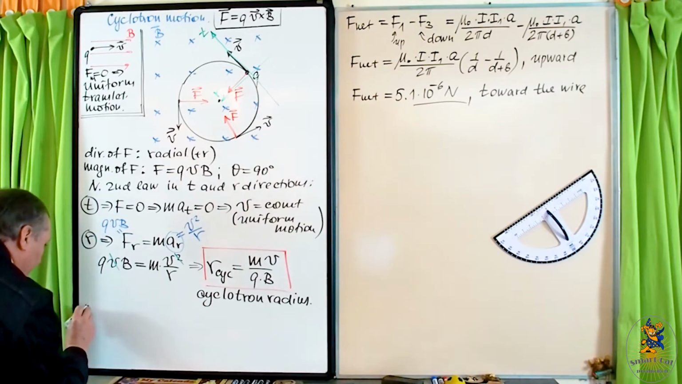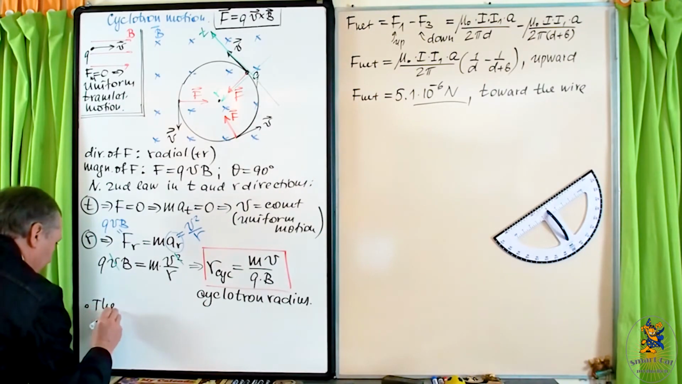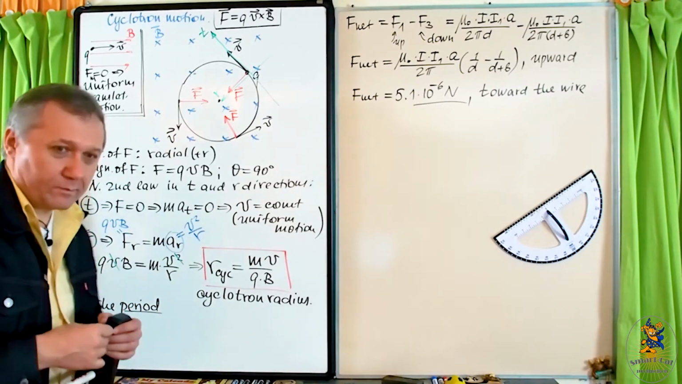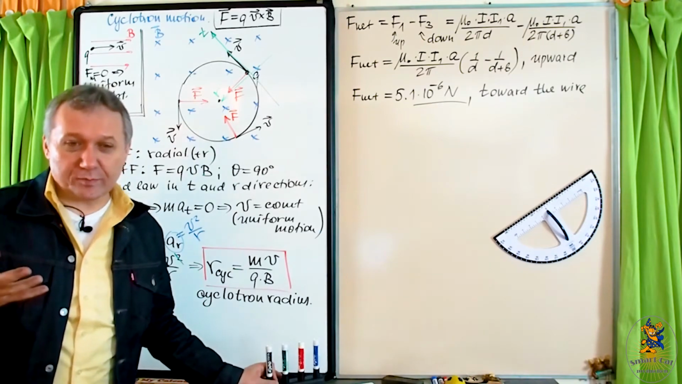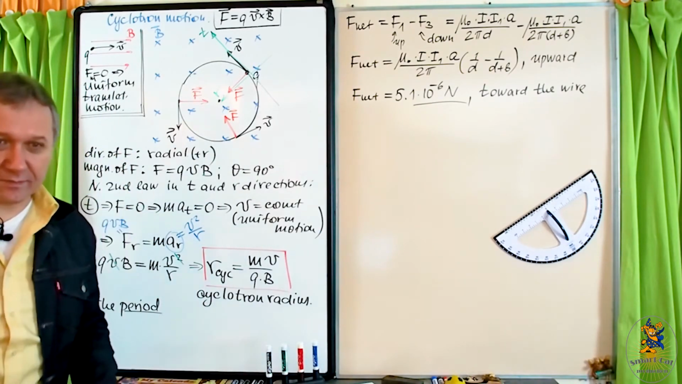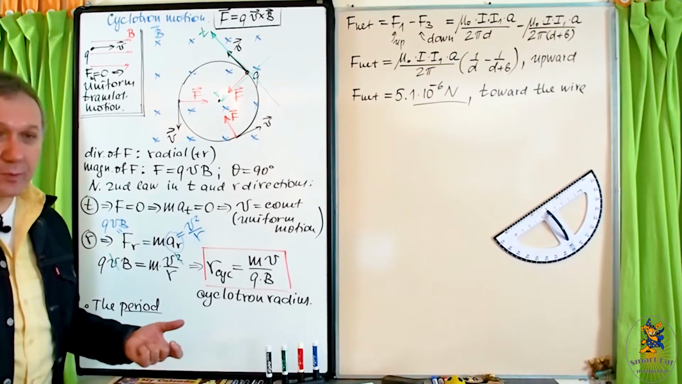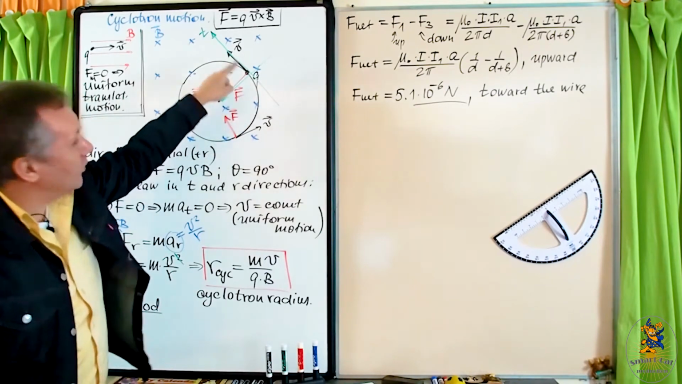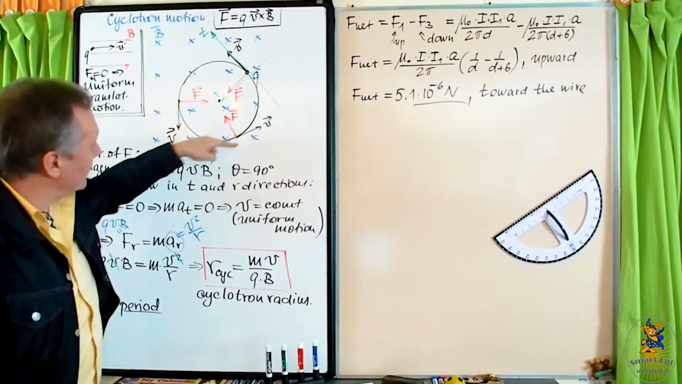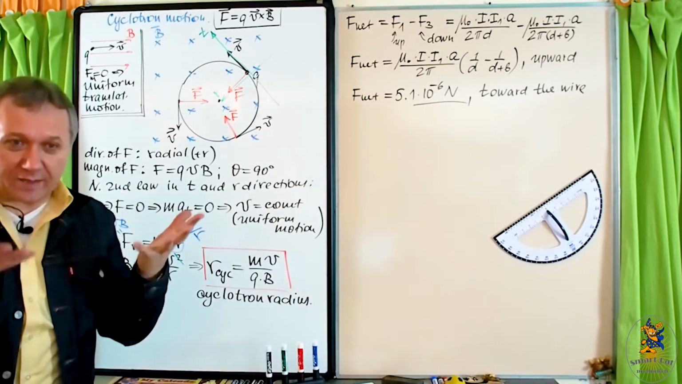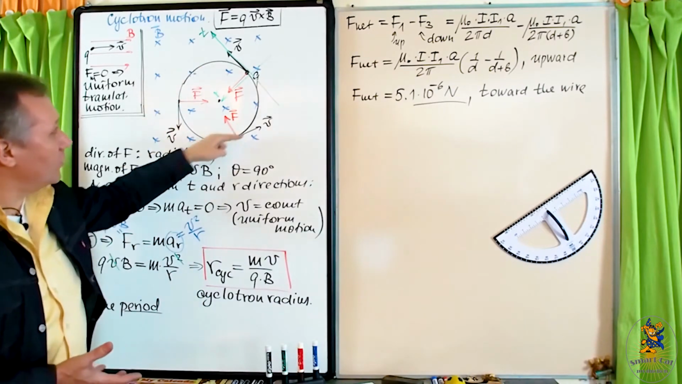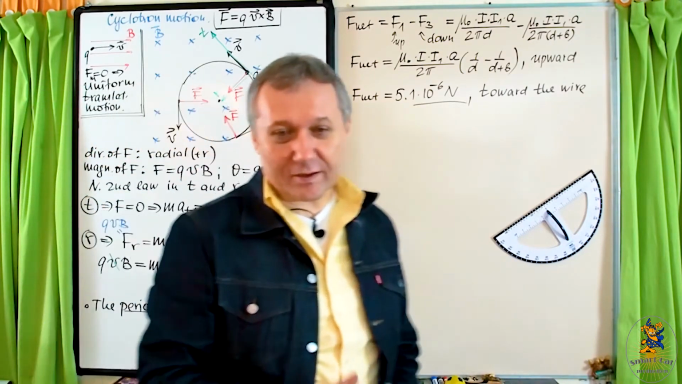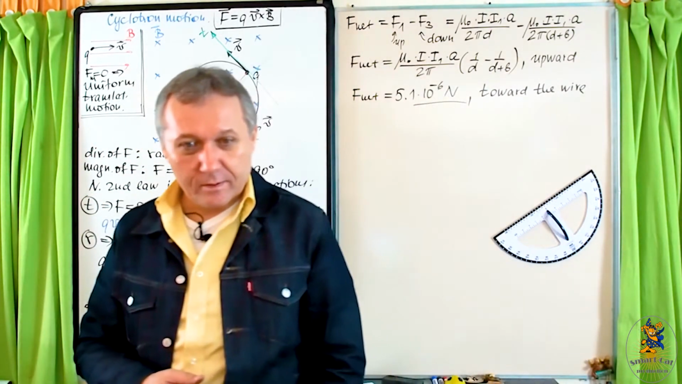Let me put a new bullet. So the period. What is the meaning of period? Period is just time. It's just the time for a particle, in this case a charged particle, to complete one oscillation, to complete this one circle. It's just the time to travel over this distance, which is equal to the circumference of this loop.